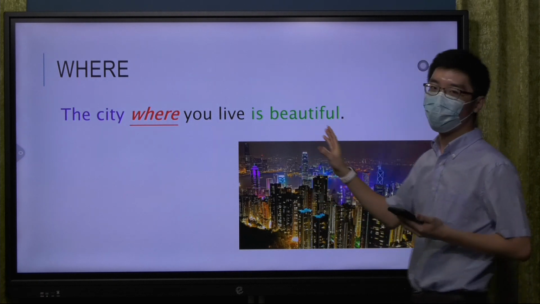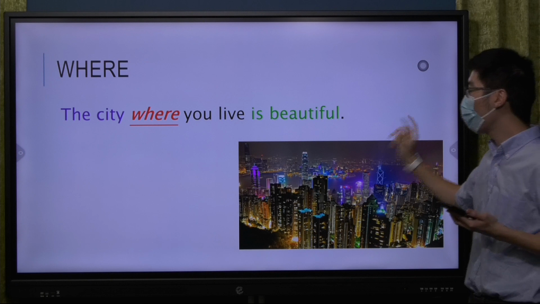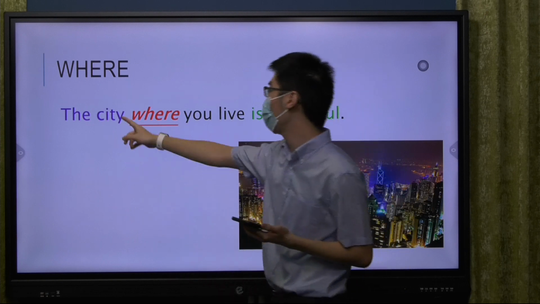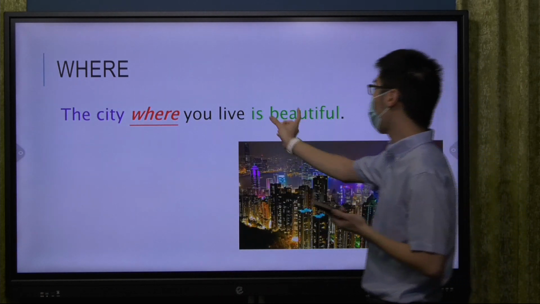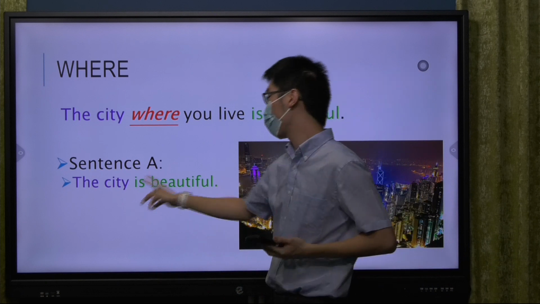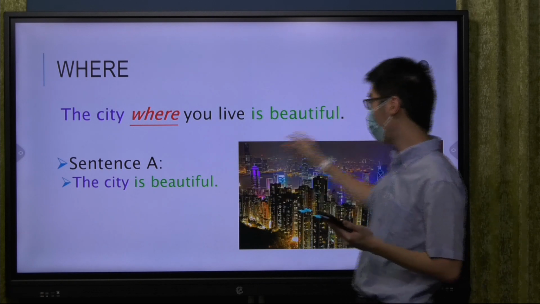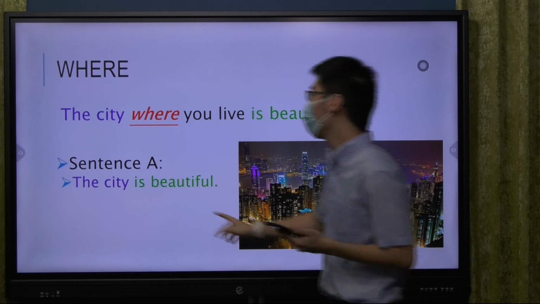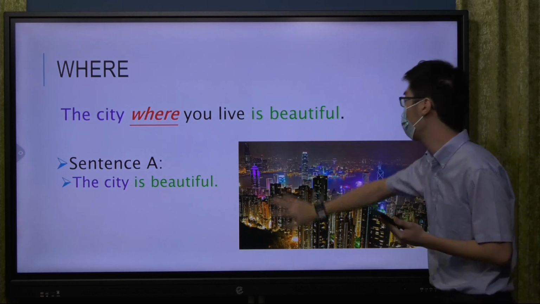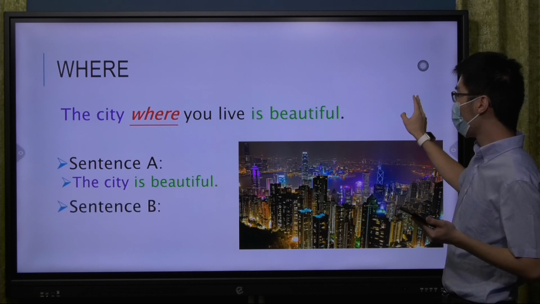So can you separate these sentences into two different sentences? The first one may be easy for you to see. You can see the two different colors. One is in purple, one is in green. So you can chop these two elements out, and then you can write. Sentence A should be: the city is beautiful. Okay, it is a complete sentence. You can understand through this sentence. But do you know which city I'm talking about? I probably know. If I don't show you the picture, do you know which city? No. Okay, so the next sentence should be what?